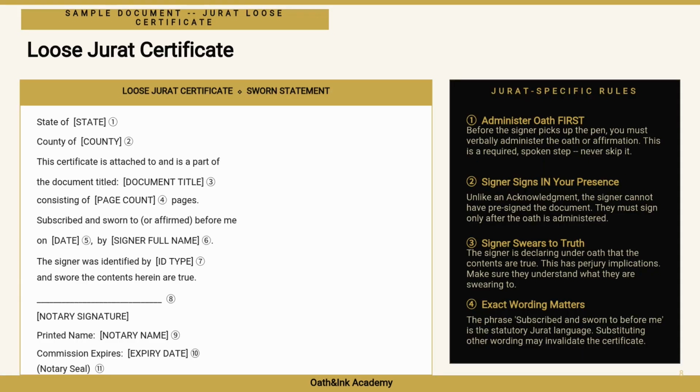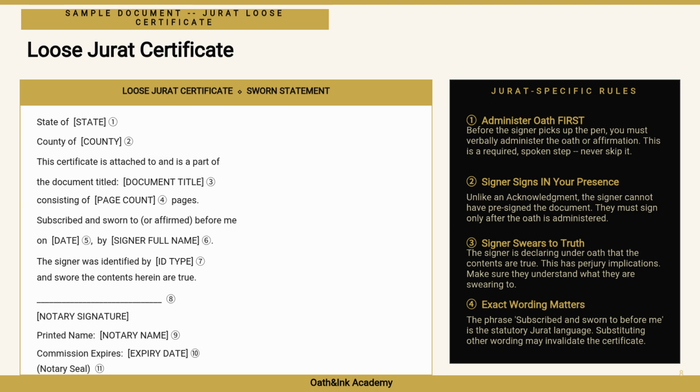Now here's the loose jurat certificate, and notice that while the structure looks similar to the acknowledgment, there are critical differences in both the language and your procedure. First, look at the certificate language itself. Instead of "acknowledge executing this document voluntarily," a jurat reads "subscribed and sworn to before me." That phrase is the legal fingerprint of a jurat. It must appear exactly as prescribed by your state statute. Do not paraphrase it. Do not improvise it. Use the approved language from your state notary handbook.